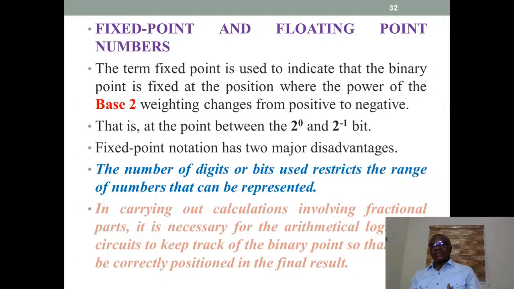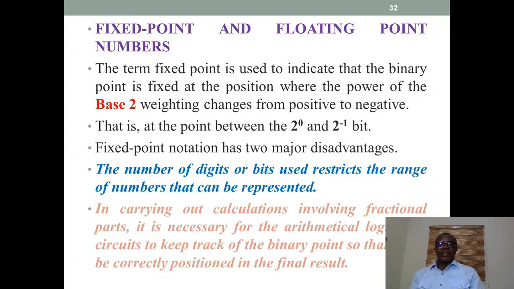So the next we are going to see is the fixed point and the floating point numbers. The term fixed point is used to indicate that the binary point is fixed at a position where the power of the base 2 weightings changes from positive to negative.